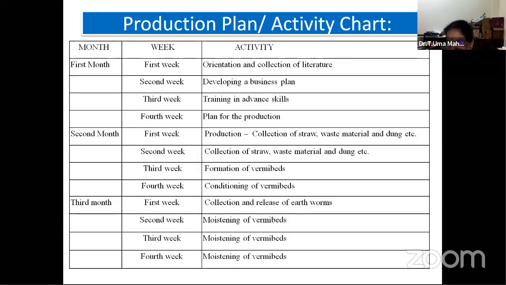Then what is the activity? Now you have constructed a shed, and you have the raw material and the cow dung. So how to start now? First we can have an idea of how to go about the skills. Whenever any training is given, it is just a 3-4 hour training where we can go, see them, and plan how much quantity you want to produce.